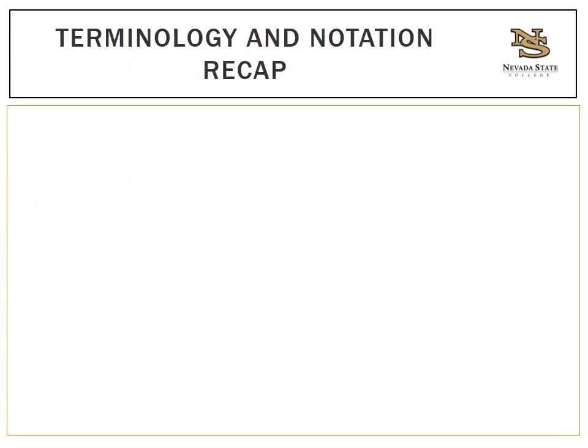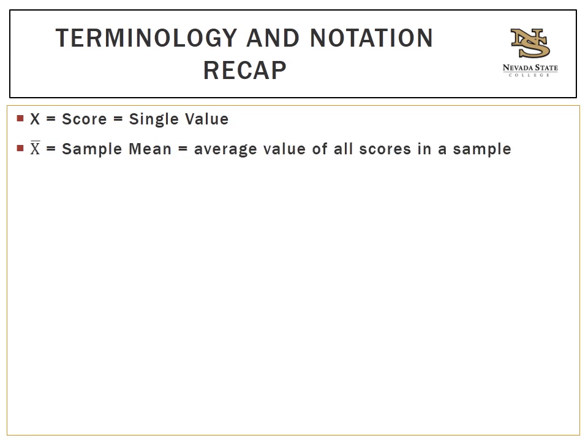Before we can get to the fun, interesting probability stuff, we need to recap some terminology and notation that you've been introduced to in the past. First of all, X represents a single score from a data set. For instance, if you're measuring grades on a lecture quiz, each individual person's grade would be the X value for that individual person, their score.